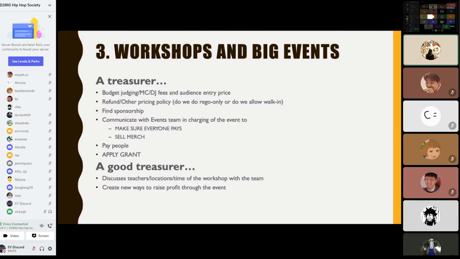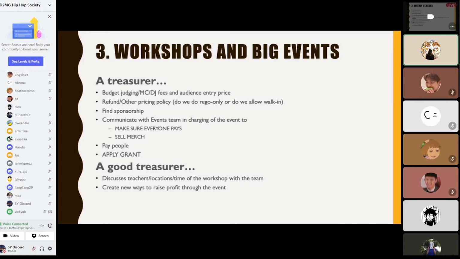So yeah, a normal treasurer usually budgets judging, MC, DJ fees, and audience entry price. And you also need to come up with the refund policy. So basically, when can we do a refund? Is it the day before or is it half a day before? And how much do we refund? Do we refund full price or half price? And other pricing policy includes: do we allow regular only or do we allow walk-ins?